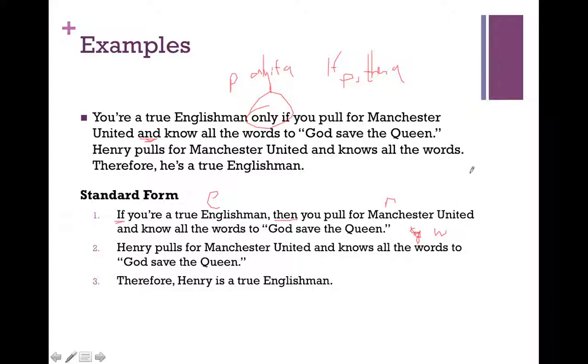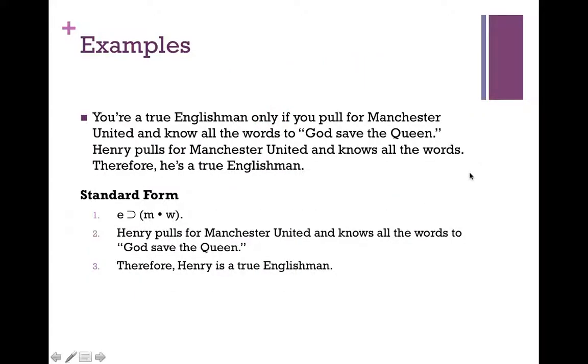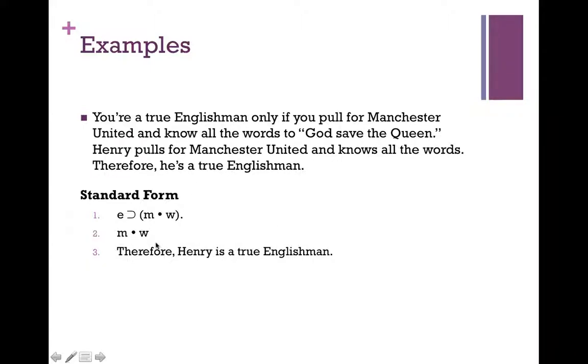So the way we symbolize the first premise is going to be as follows. If you're a true Englishman, then you pull for Manchester United and know all the words. This one is a little tricky because "Henry pulls for Man U and knows all the words" is technically going to be a different proposition than "you're a true Englishman." But we're just going to keep it simple, and this works out fine.